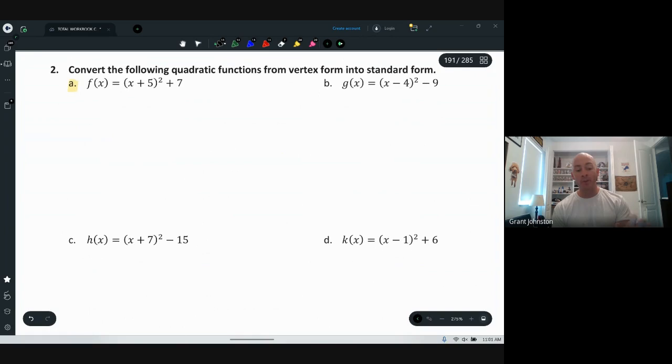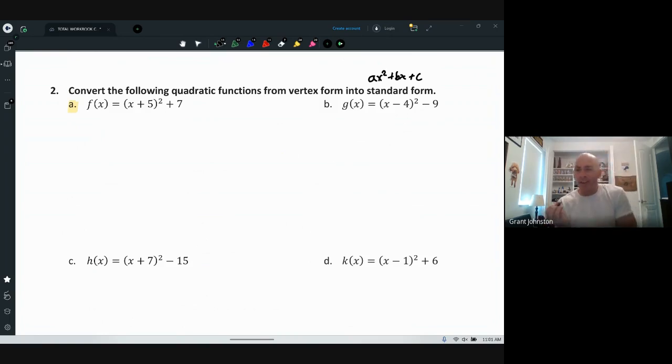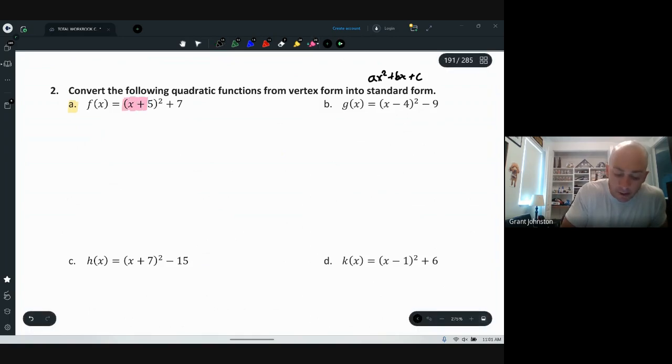Now this one's similar too. It says convert the following quadratic functions from vertex form into standard form. So we're still going to standard form, which is ax squared plus bx plus c. And this process really isn't that much different because we're going to have to do some of that distributing again. So watch this. We're going to do this part first, x plus 5 squared. And remember, x plus 5 squared means x plus 5 times another x plus 5.